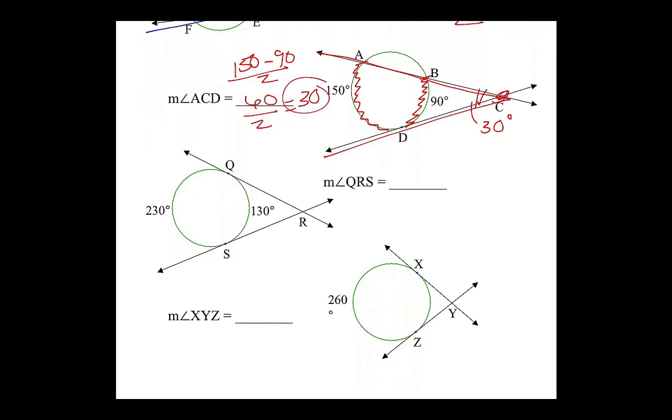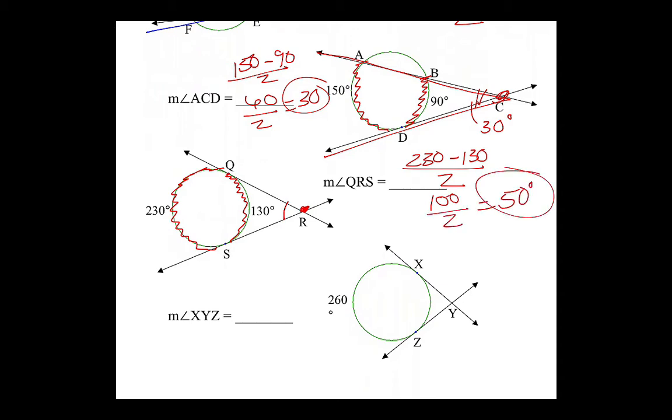Third example, nothing new here. It's a tangent-tangent angle. All I care is, hey, this is outside the circle. So if it's outside the circle, I'm cutting off one small arc. I'm cutting off one big arc. So it's going to be the big arc, 230 degrees, minus the small intercepted arc of 130, and then half of that difference. So I'm going to end up getting 100 divided by 2. That's a 50-degree angle sitting outside my circle.